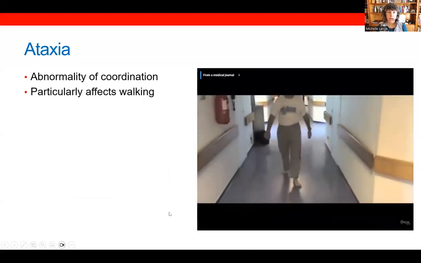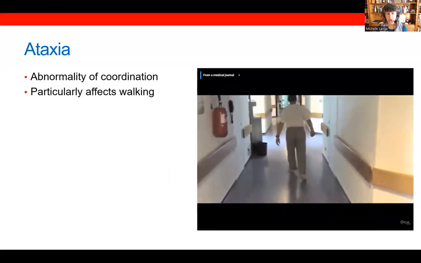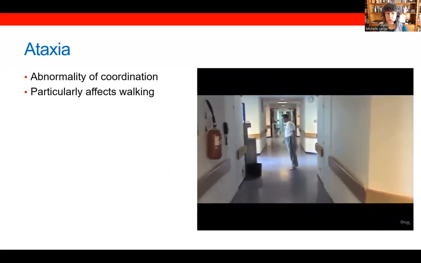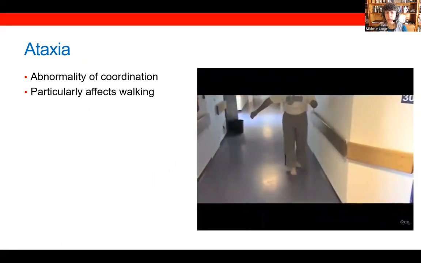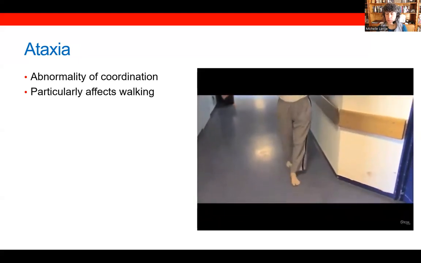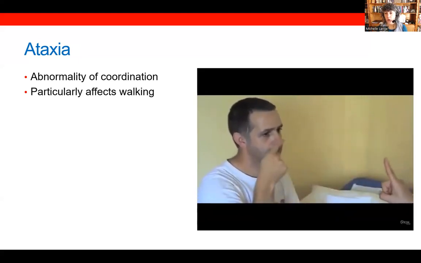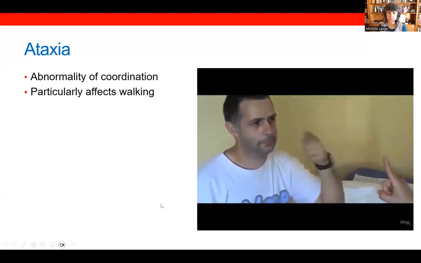We then have ataxia, and ataxia is an abnormality of coordination, and it particularly impacts walking. So this can be seen sometimes in people with increased tone as well. This is thought to involve the cerebellum, which has a lot to do with our coordination of movement. So this video is showing someone with ataxia.